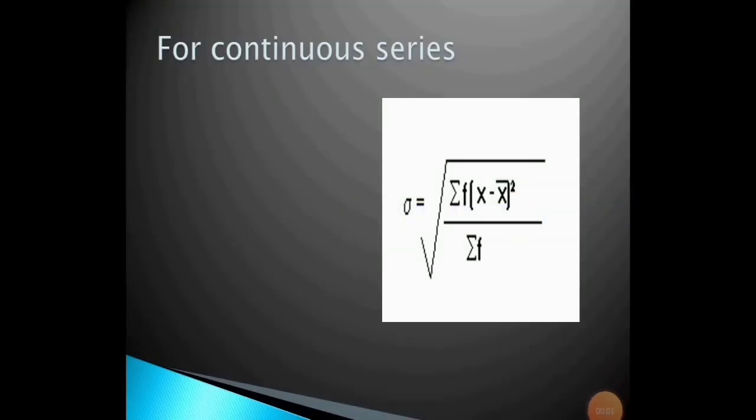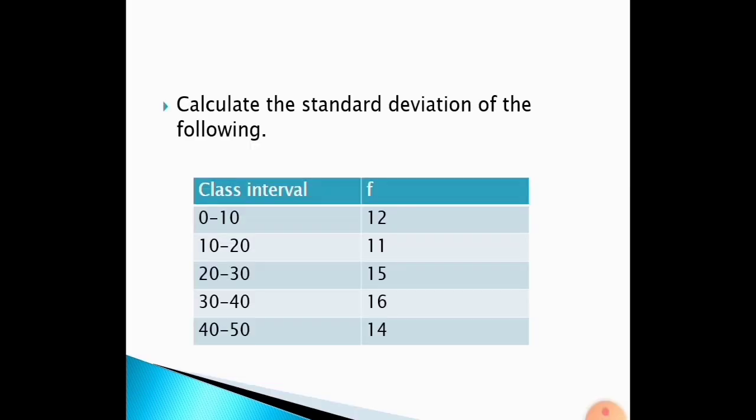How to calculate standard deviation for continuous series. Standard deviation for continuous series is given by the formula sigma is equal to root of sigma f into (x minus x bar) the whole square divided by sigma f, where sigma f, in some textbooks, is given as N, capital N. F is the frequency, x is the individual items, and x bar is the mean of the items. Let us calculate the standard deviation of the following problem.